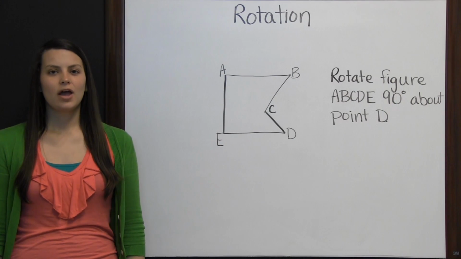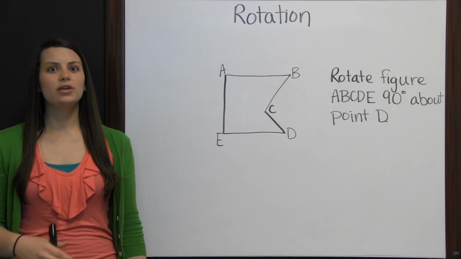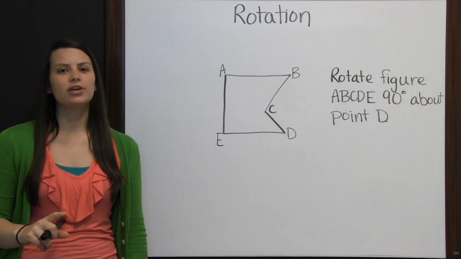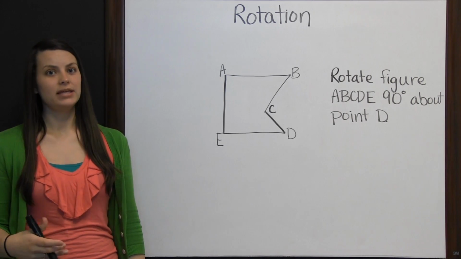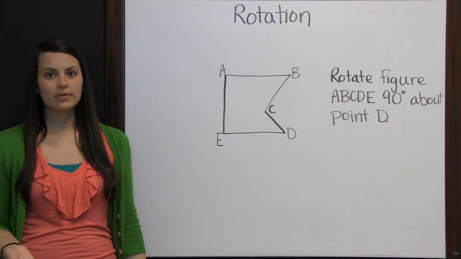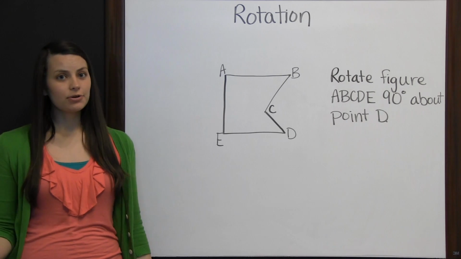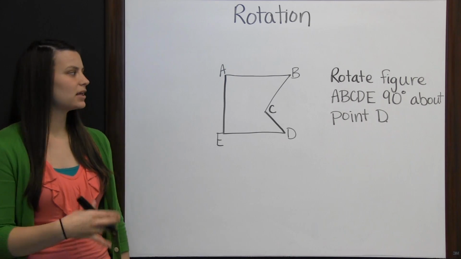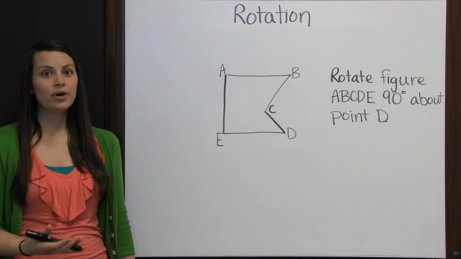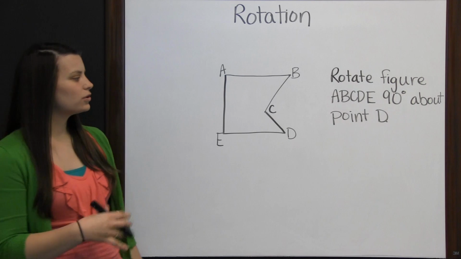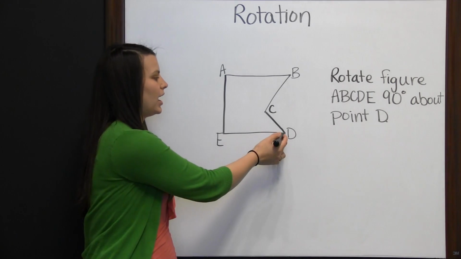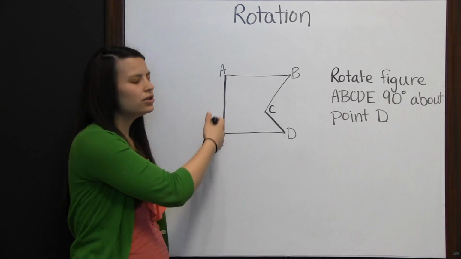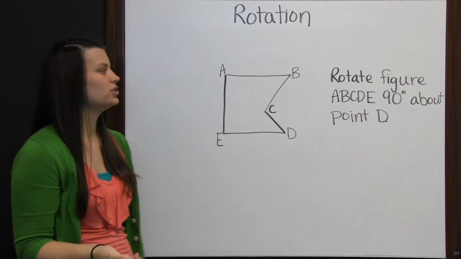Rotation. A rotation is when you do a transformation where you turn a figure about a given point a certain amount of degrees. Now, if you rotate something 0 degrees, then you haven't moved it at all. But otherwise, the whole shape is going to move about that point that you rotate it. And you can rotate it about a point on your shape, in your shape, or even outside of your shape.